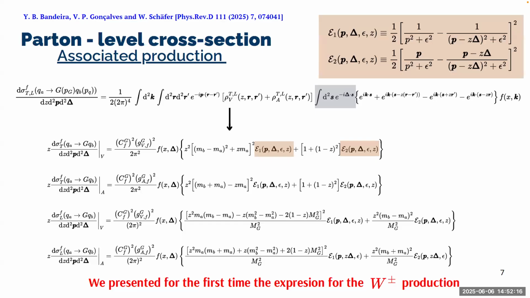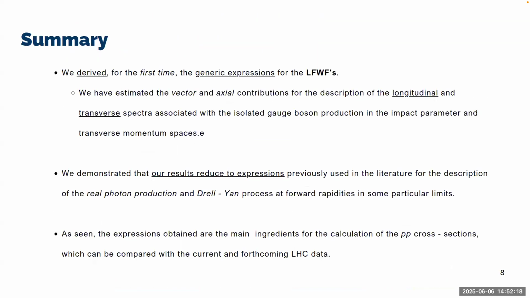So just to summarize, sorry for the time, I just prepared for a 5 minute presentation. Sorry, but we can talk more later. I have more slides after that, but just to summarize. In order to have these formulas to evaluate electroweak gauge boson production in collisions at forward rapidity, we derived for the first time the generic expressions for the light front wave functions, because it was necessary from the analytic point of view. So we have a vector contribution, an axial contribution, and we presented the parton level expressions.